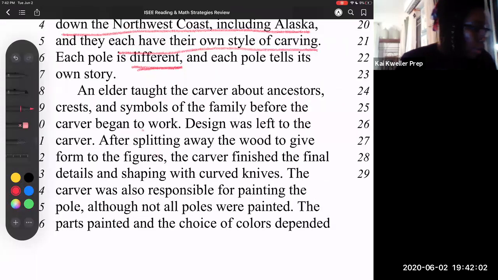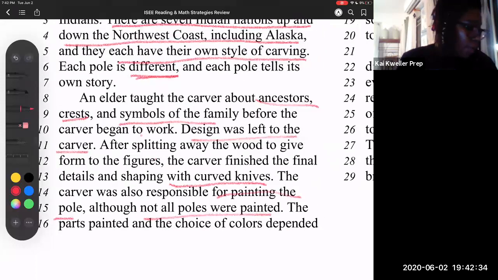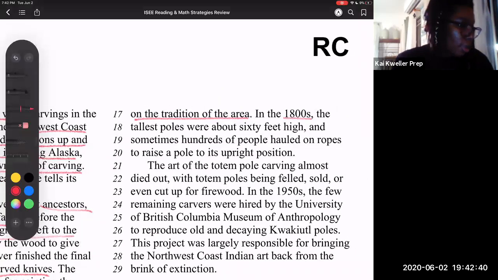Next, an elder taught the carver about ancestors, crests, and symbols of the family before the carver began to work. Design was left to the carver. That's important. After splitting away the wood to give form to the figures, the carver finished the final details and shaping with curved knives. The carver was also responsible for painting the pole, although not all poles were painted. The parts painted and the choice of colors depended on the tradition of the area. In the 1800s, the tallest poles were about 60 feet high, and sometimes hundreds of people hauled on ropes to raise a pole to an upright position.